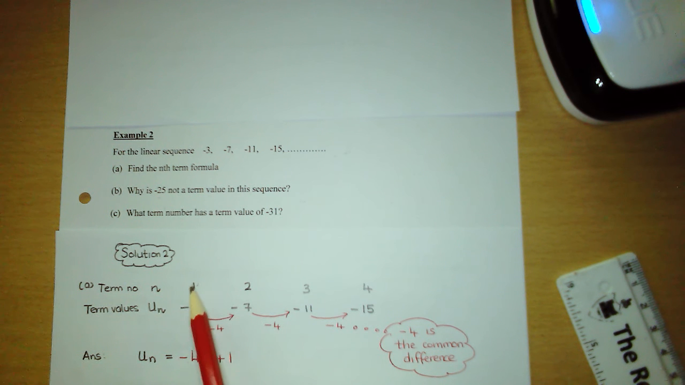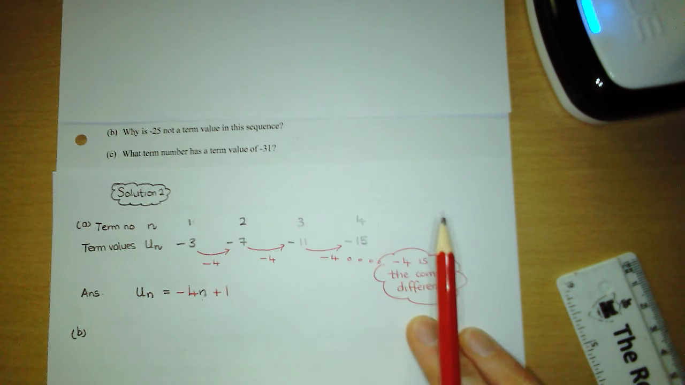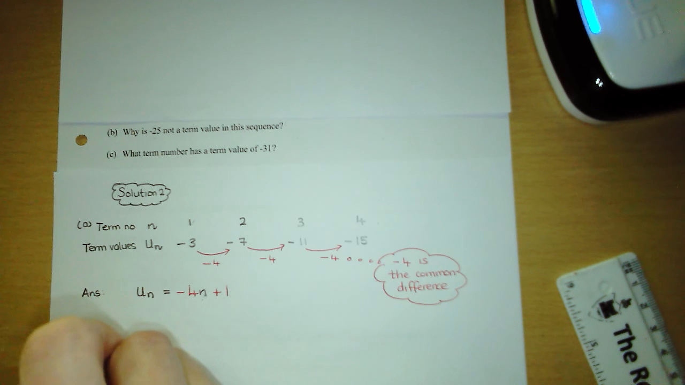Now the problem is term numbers can only be whole numbers. You can't have a 1.5 term, you can't have a 3 1/3 term, you can't have a 4 1/2 term. All term numbers have to be whole numbers. So we're going to sub in the term value of minus 25 and solve to get its term number. Then what we'll discover is the term number will be a fraction, and that proves that minus 25 is not a term value. So in part B, we're going to sub in the term value of minus 25.